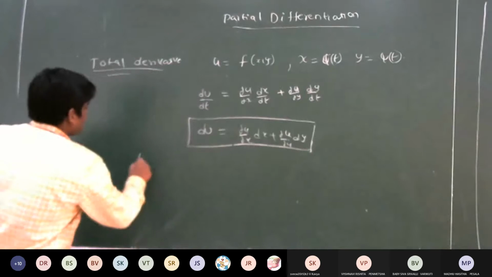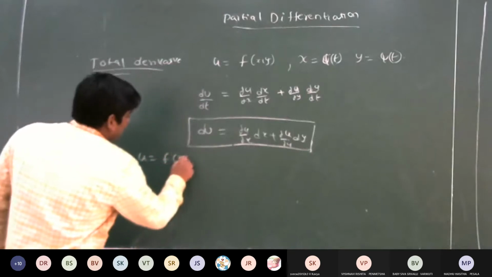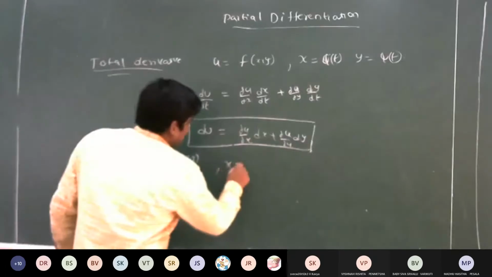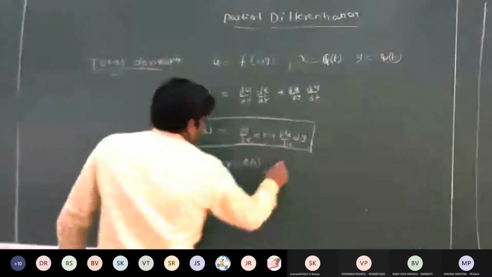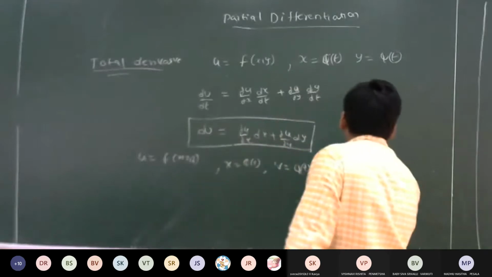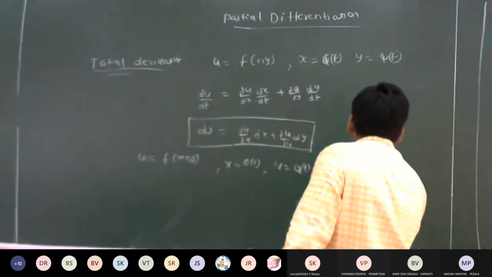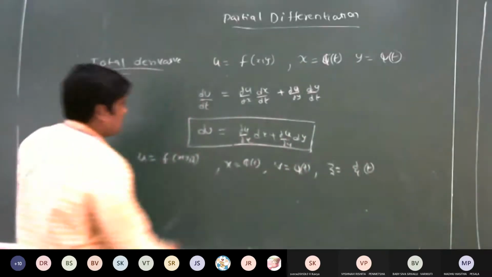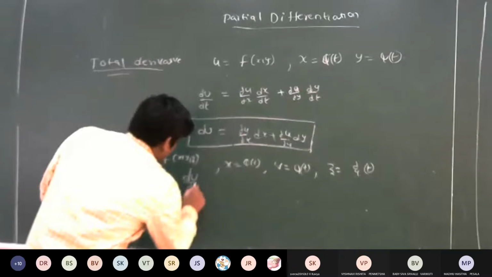Next, suppose u is a function f of x comma y comma z, and x is a function phi of t, y is a function psi of t, and z is a function chi of t. In that situation, what is the total derivative formula? The same formula for du by dt.